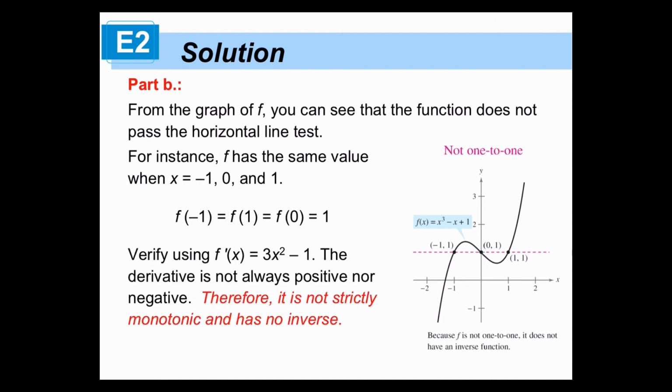Taking the derivative of that pretty easy function, I get 3x squared minus 1. That can be positive or negative, which means it's not strictly monotonic, which means it does not have an inverse function. Make sense? Graphing is easiest, however, if you don't have your calculator, because half of the test is non-calculator, you can always take the derivative and look at the increasing and decreasing values of the derivative.